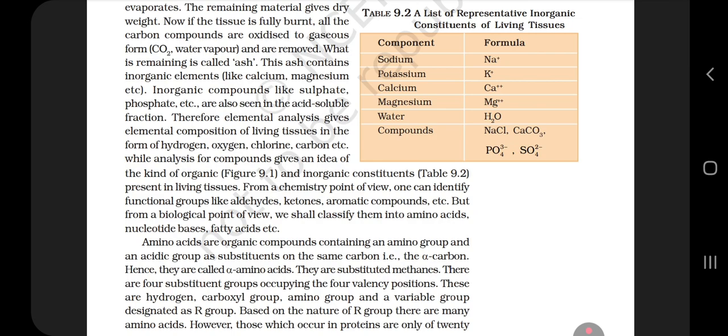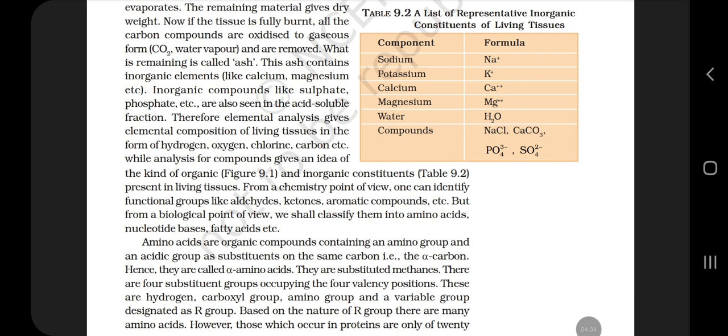This ash contains inorganic elements like calcium, magnesium, etc. Inorganic compounds like sulfate, phosphate, etc. are also seen in the acid soluble fraction. Therefore, elemental analysis gives the elemental composition of living tissues in the form of hydrogen, oxygen, chlorine, carbon, etc., while analysis for compounds gives an idea of the kind of organic and inorganic constituents present in living tissues.